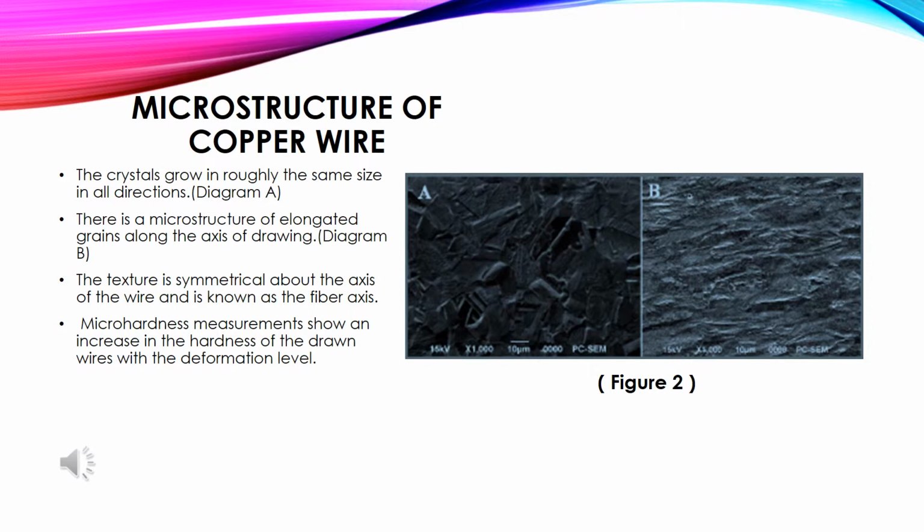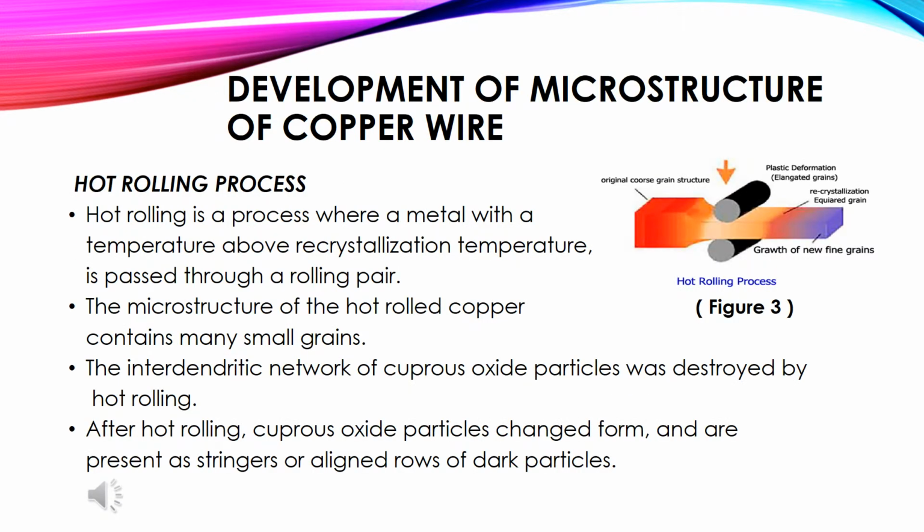Microhardness measurements show an increase in the hardness of the drawn wires with the deformation level. This increase is very strong in the first stage of the deformation and then tends to stabilize. Now let's take a look at the processes that copper goes through.